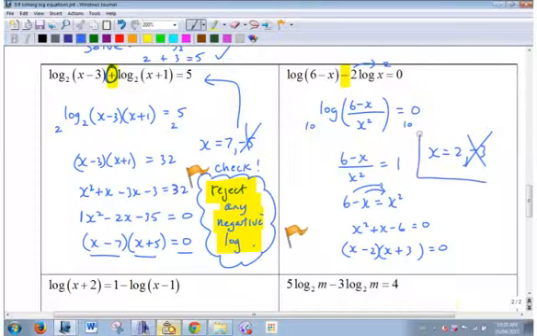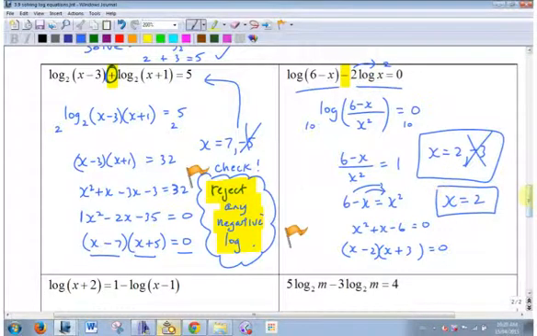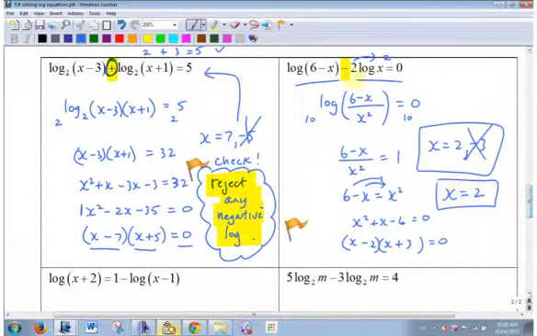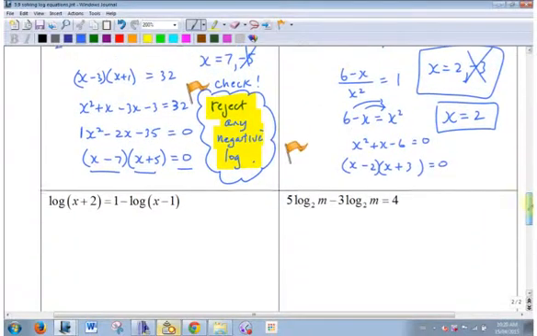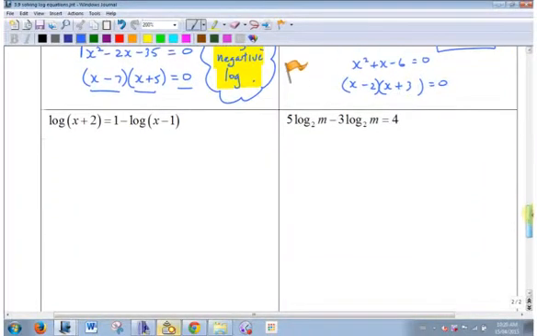That's all you got to do. If this log is a negative, can't do it. So you just cross out that one. That's the answer. X is just 2. I should actually check that, but you know what? Don't worry about it. All right?